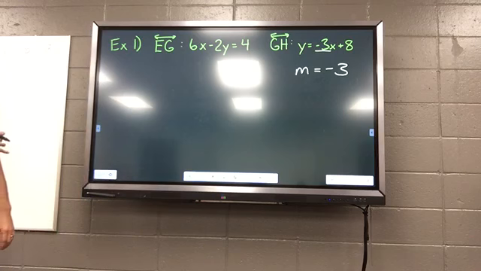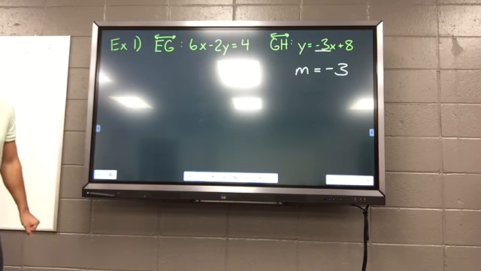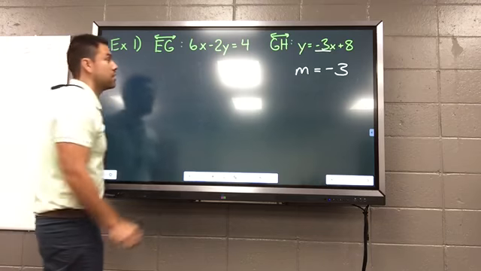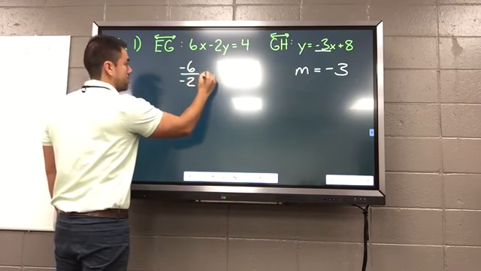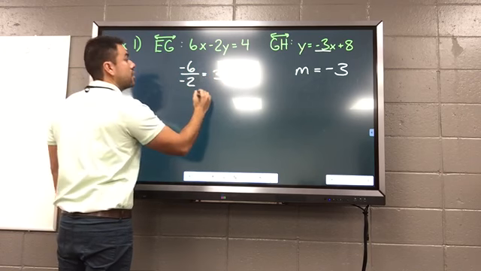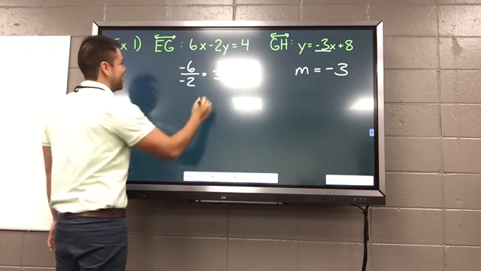What about EG's slope? How did you find it, and what is it? So how did you find it, Cole? It's negative 3 because you do the negative a over b. So negative 6 over negative 2 would be 3. So what's your slope?